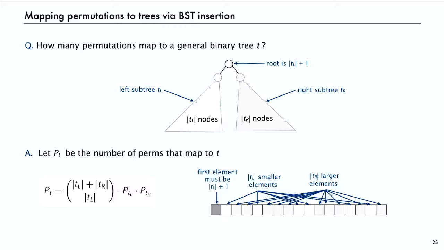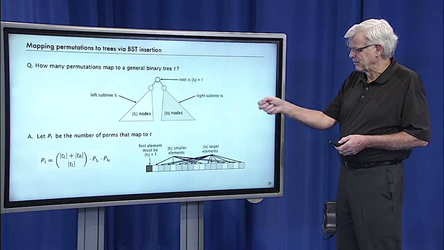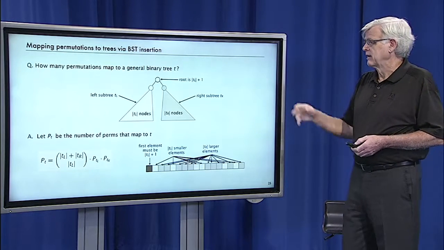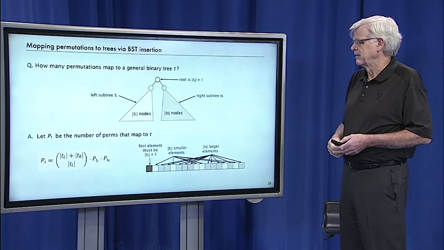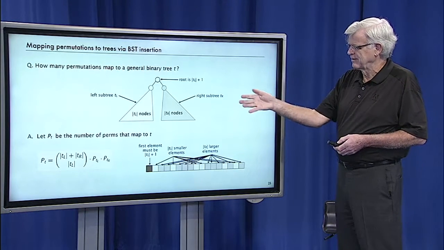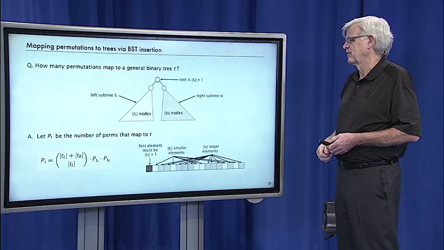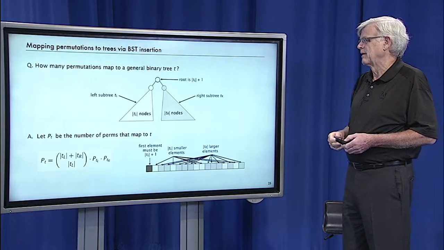That's the number of different ways to intermix the smaller elements and the larger elements. And for all the ways of intermixing them, you can still put them in any one of the P sub T sub L orders or any one of the P sub T sub R orders. So you have to multiply all those together to get the number of permutations that map to a general binary tree. That's an interesting observation, and you can apply that formula recursively and just read off from the tree the number of permutations that map to it. But we're going to use that exact formula a little bit later on.